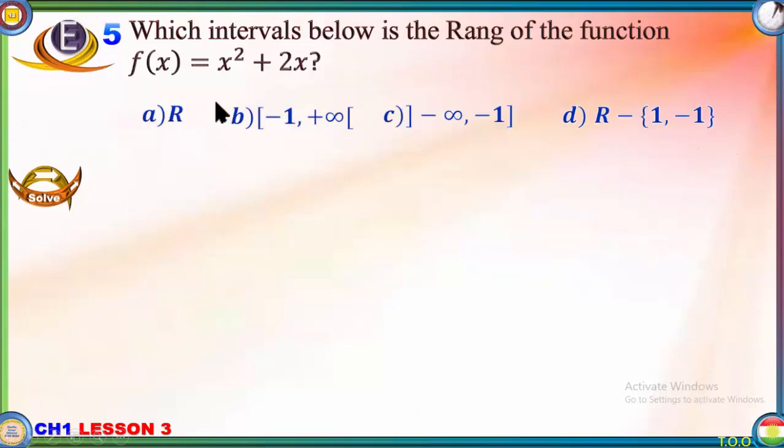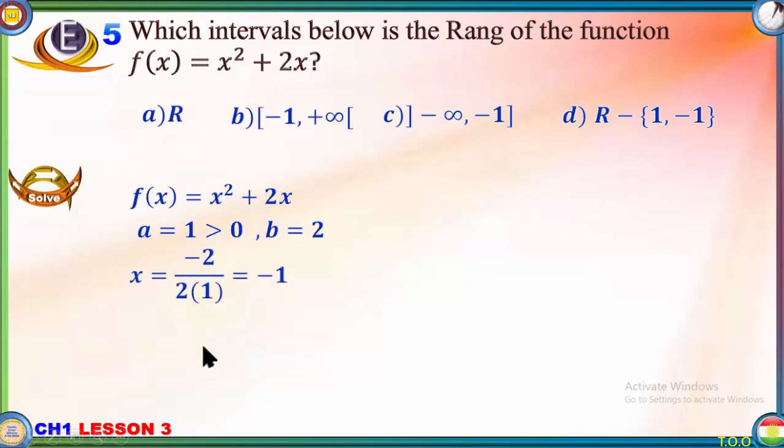Example number 5. Which interval below is the range of the function f of x equals x squared plus 2x? To find the h, we use the values a is 1 and b is 2. Then x equals minus b, which is minus 2, over 2 times a, which is 1, and it equals minus 1. Then h is minus 1.